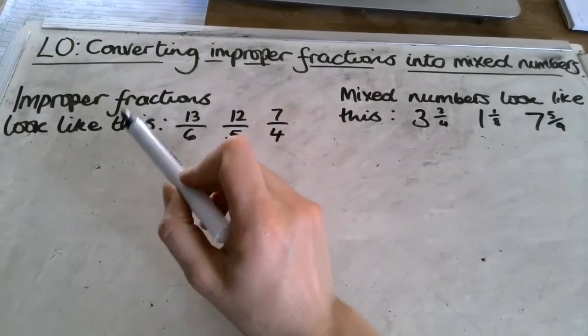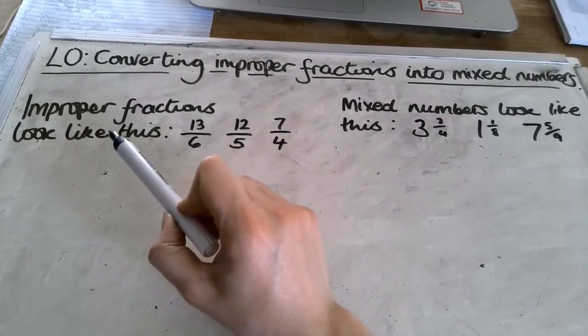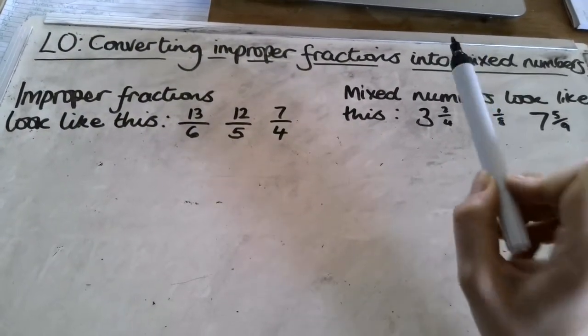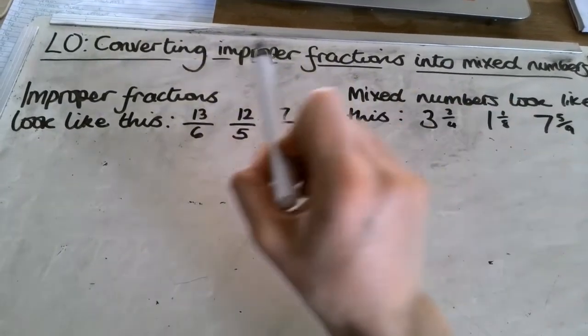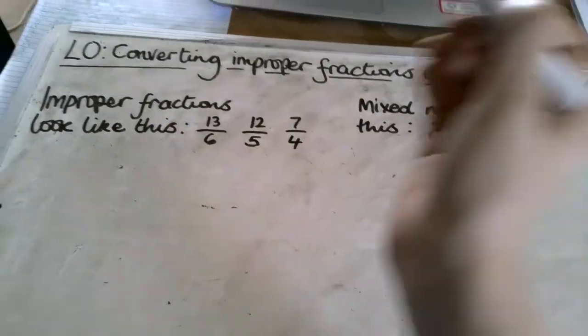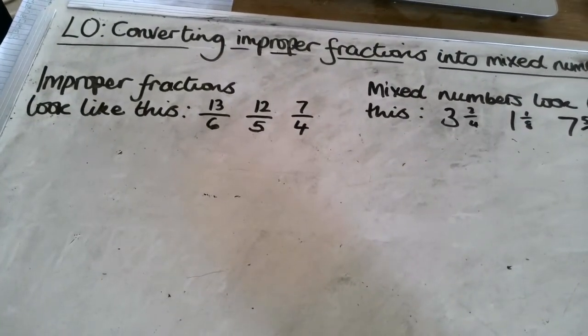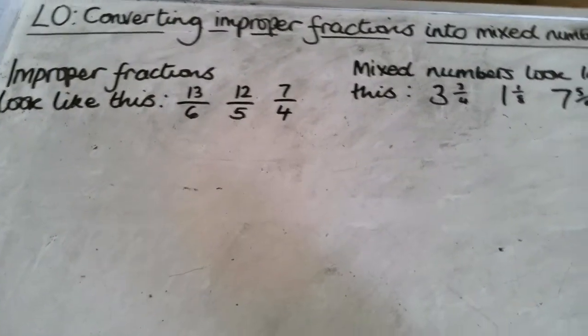That was an explanation as to how to convert improper fractions into mixed numbers. We are now going to do some converting of mixed numbers into improper fractions. We're going to flip our learning on its head and do the inverse, shall we say.